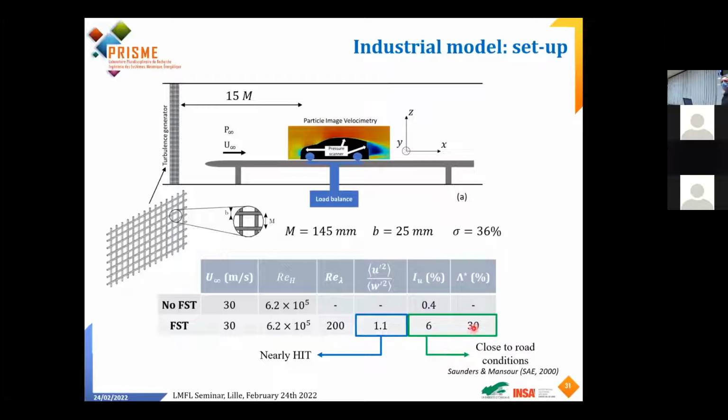And here are the turbulent conditions. The turbulence intensity is 6%, to be compared to the 4% when we have no grid, so it is significantly different. And the integral length scale at that position is roughly 30% of the height of the model. These conditions are very close to what we find in the literature about the open road turbulence that we can experience when we drive.